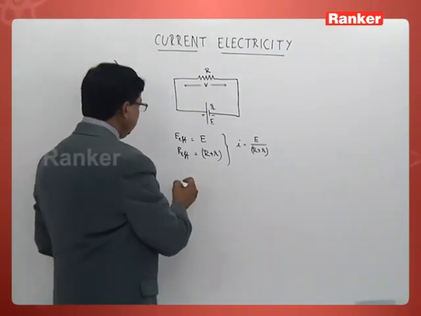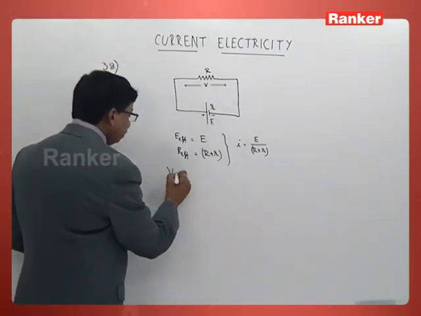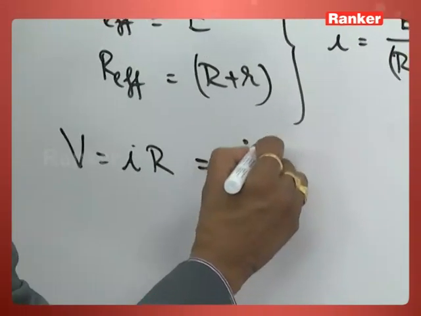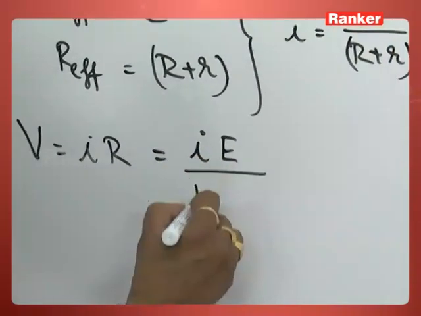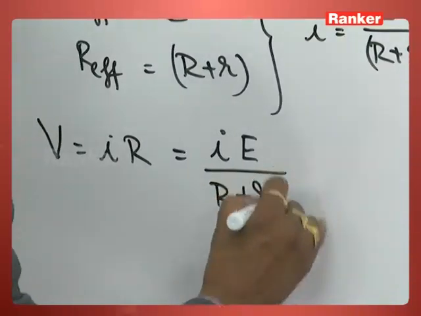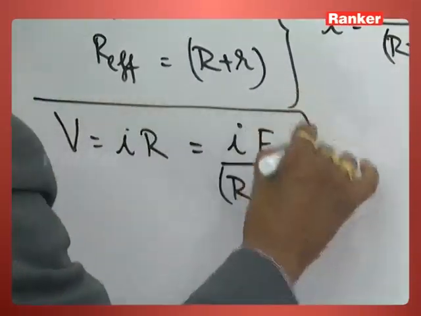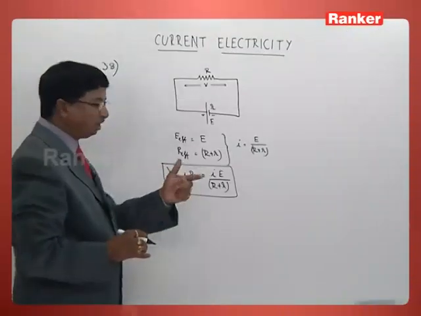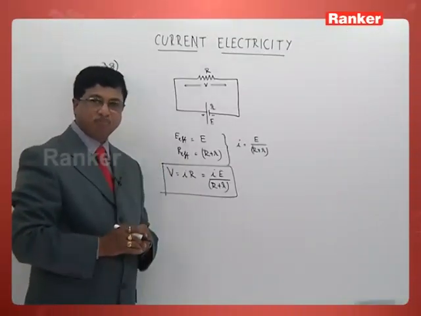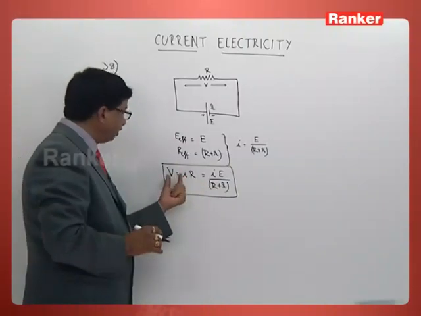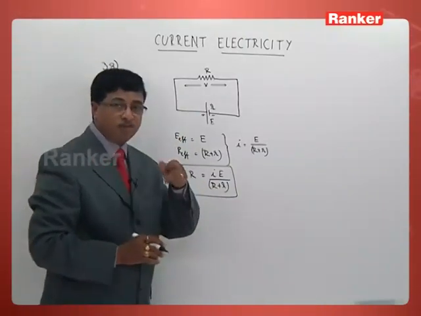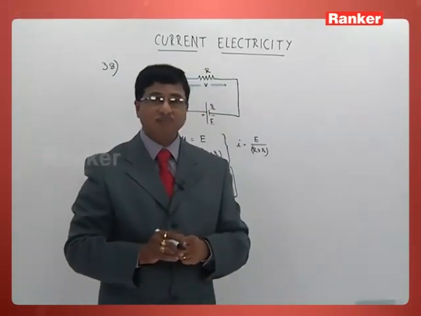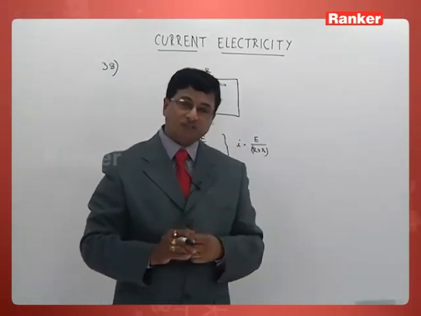Then what can we write now? V is equal to IR, which now can be written I into E by R plus r. In fact, this formula we just have to take up to work out that given problem. So it is nothing other than the terminal potential difference that is mentioned in the problem. It's not EMF of the cell.